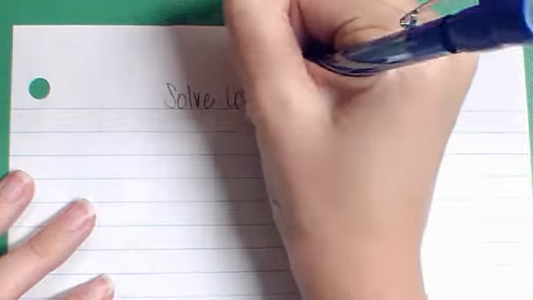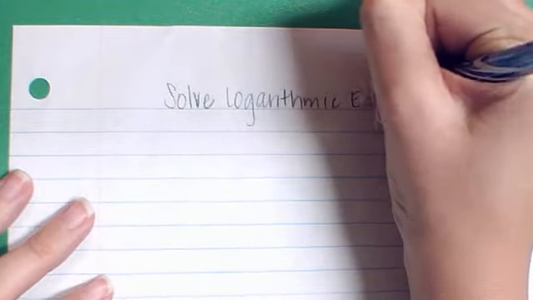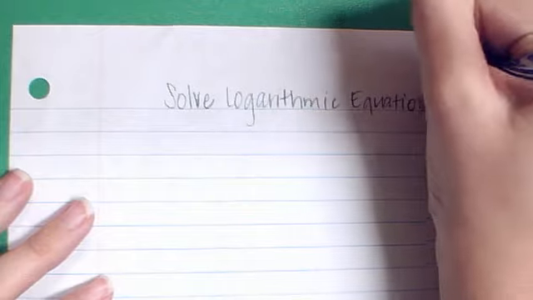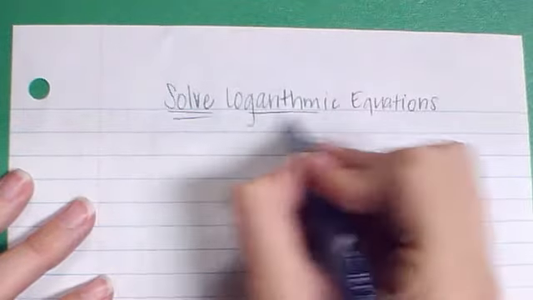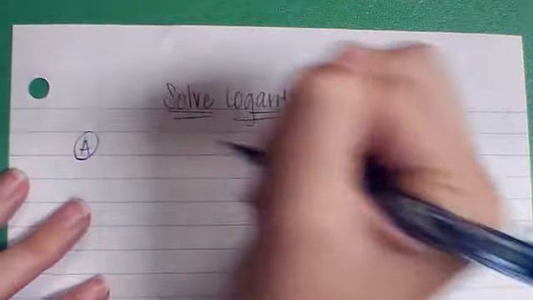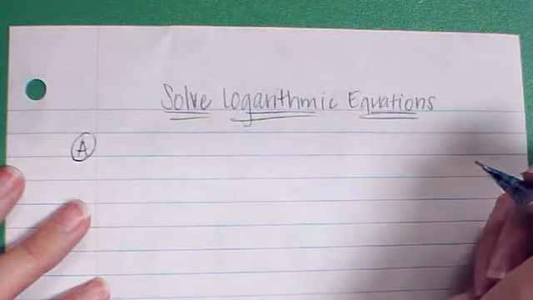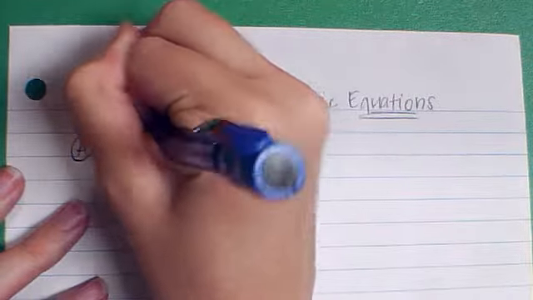Today in pre-cal we learned how to solve logarithmic equations. It's kind of the opposite of what we did yesterday. To solve logarithmic equations, we have two parts as usual. So part A is just how to solve. To do that we want to write it in exponential form. So let's just practice a few problems.